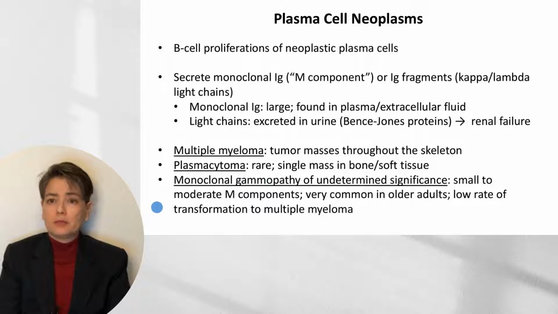There is a spectrum of plasma cell neoplasms from multiple myeloma, which is characterized by multiple tumor masses throughout the skeleton, to plasmacytoma, which is quite uncommon, with a single mass in bone or soft tissue. And then we have monoclonal gammopathy of undetermined significance, or MGUS. This is very common in older adults and has a slow rate of transformation to multiple myeloma. It tends to have a small to moderate M component.